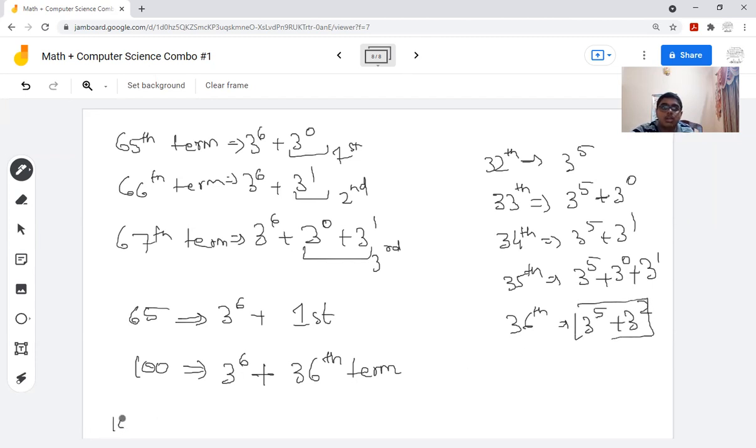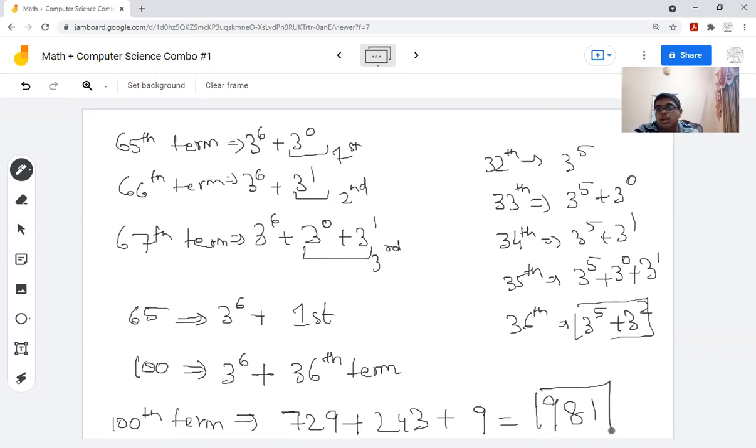So what would be the 100th term? That would be 729. 3 power 6 is 729. Plus the 36th term, which is 3 power 5 plus 3 square. What's 3 power 5? That's 243. And what is 3 square? That's 9. And this actually comes out to be 981. This is the answer for this problem, 981.